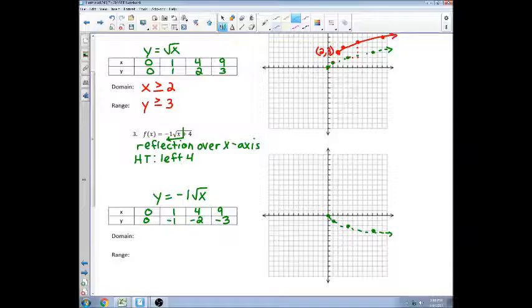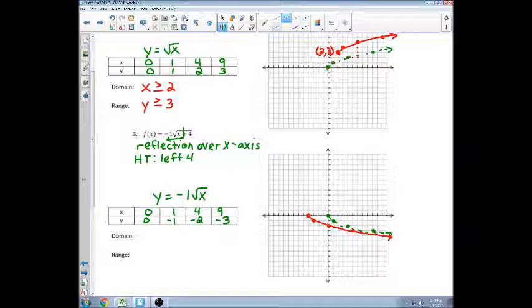Now, I need to go ahead and take care of my horizontal translation, so I'm going to move every piece to the left by 4. So 1, 2, 3, 4. 1, 2, 3, 4. 1, 2, 3, 4. And 1, 2, 3, 4. This I can now make a solid line. It should stay underneath of my original line.